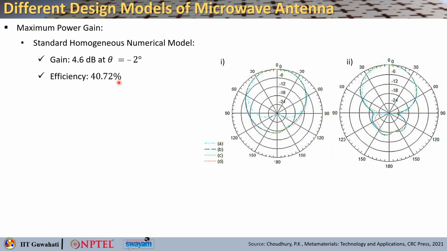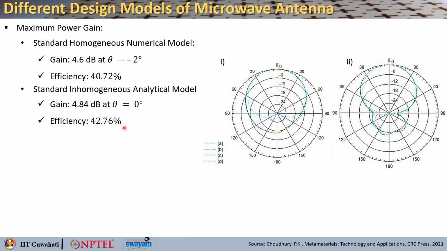Also, it is found that the appropriate efficiency value comes out to be around 40.72% in the case of the standard homogeneous numerical model, right. Now, in the case of the standard inhomogeneous numerical model, that is case B, the gain was reported to be around 4.84 dB, and it was found at theta equals 0 degree. Okay. The efficiency value came out to be 42.76% in this particular case.